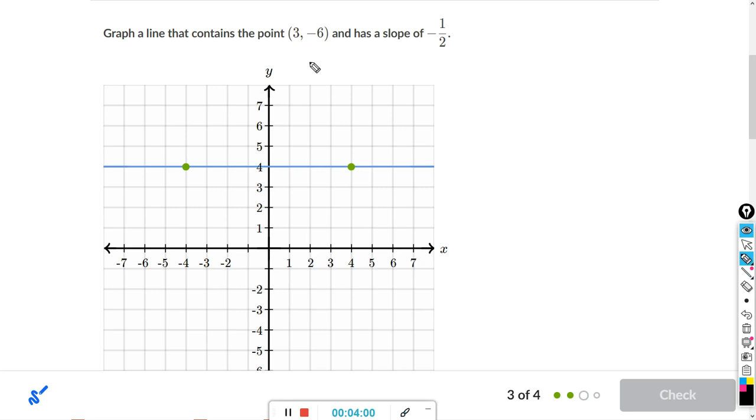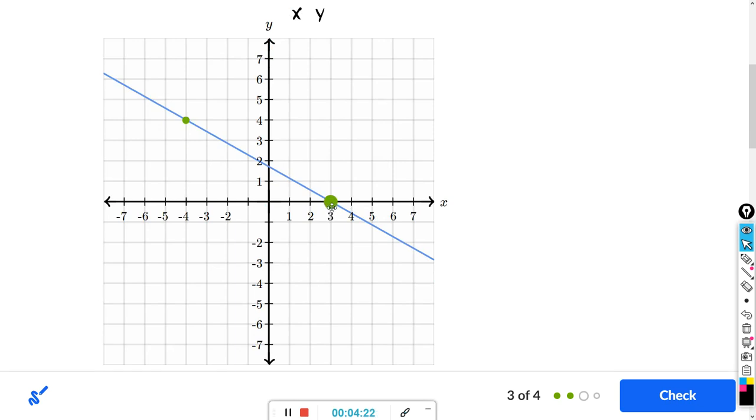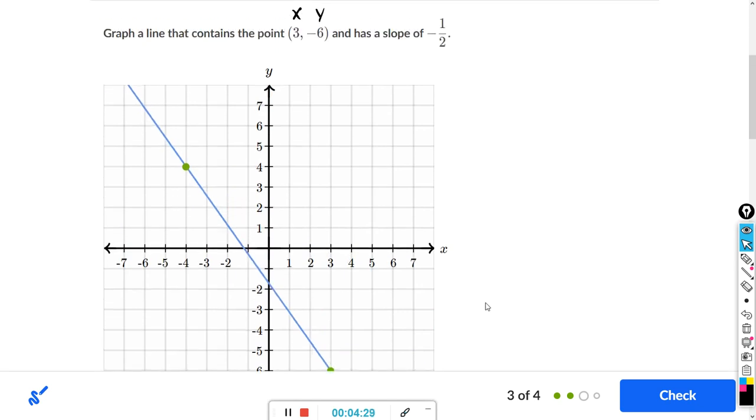Okay. So let's start with our point, x, comma, y. X is 3, y is -6. Let's do that first. This is the x-axis. We're going to go to x equals 3. Okay, and for the y, we're going to go to -6. So keep it at x equals 3 and drag it down to -6. All right, and now the slope is -1/2.